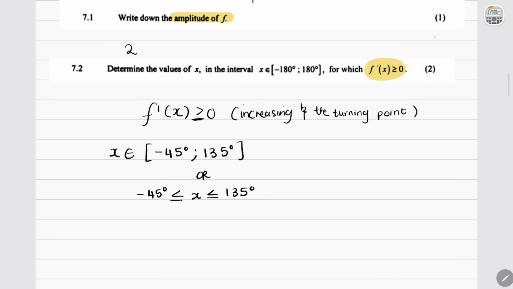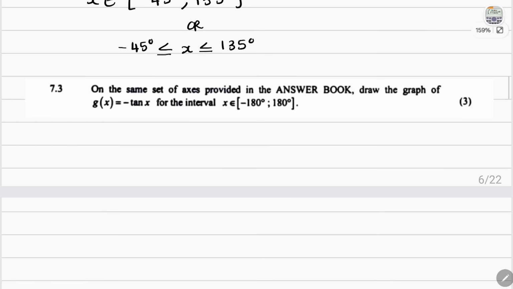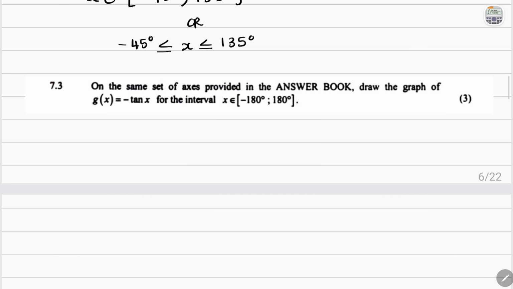Moving on to the next question. The next question, 7.3, says, on the same set of axes provided in the answer book, draw the graph of g of x is equal to negative tan x.